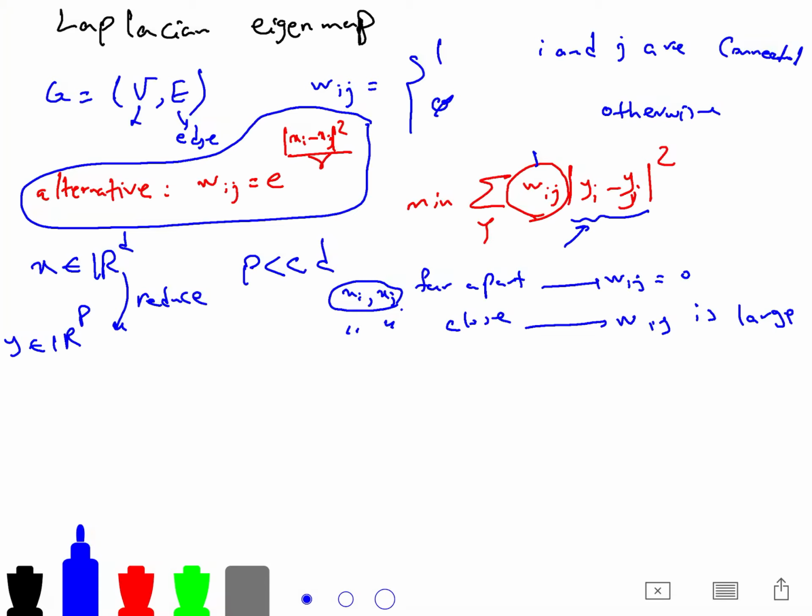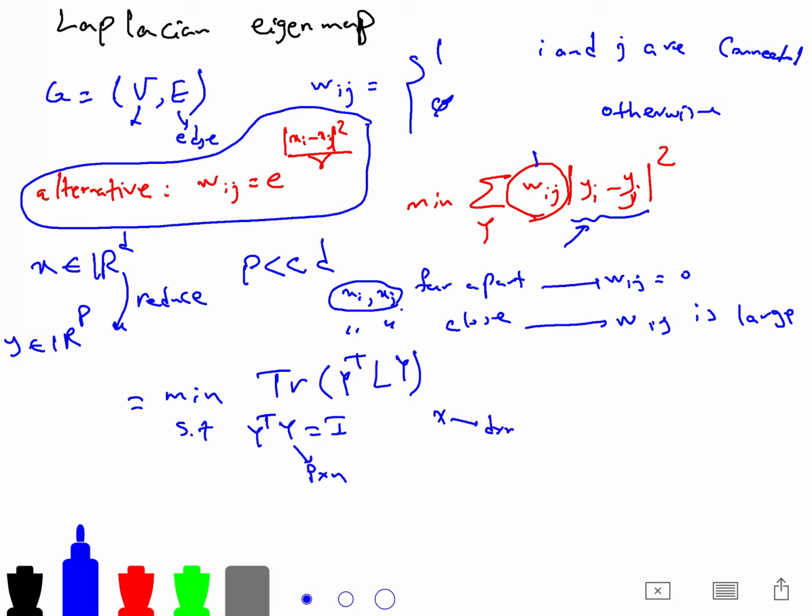The idea is very similar to spectral clustering, even the solution, and if you just work on that, it becomes minimization of trace of Y transpose L Y. Again, in order to make it non-trivial, we subject it to Y transpose Y equal to I, where Y is P by N matrix, and X is D by N matrix.